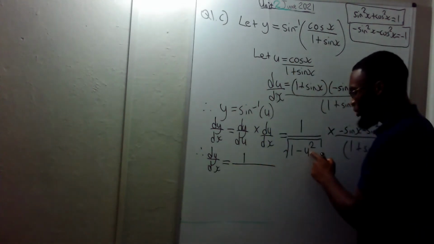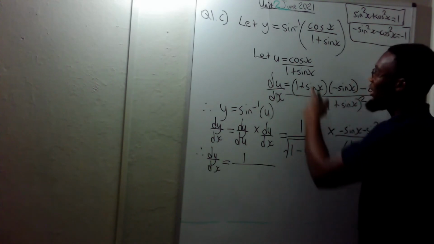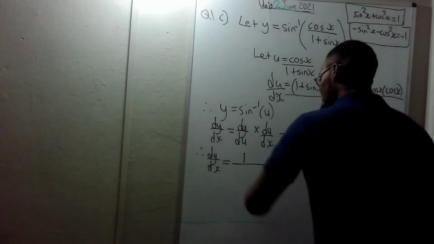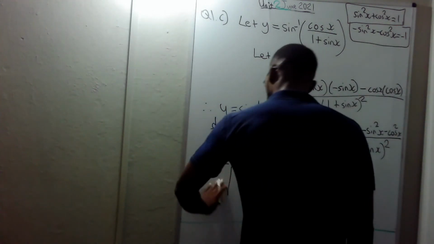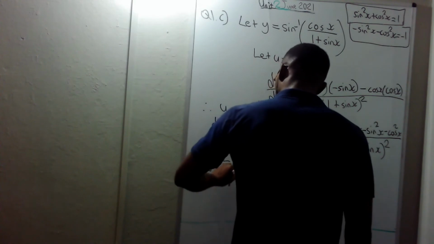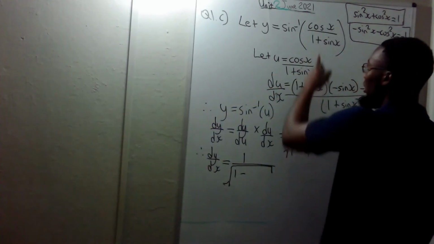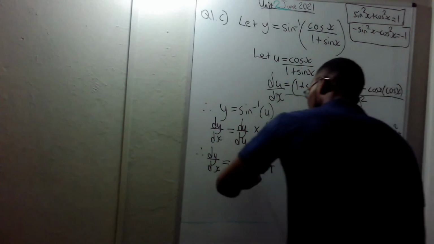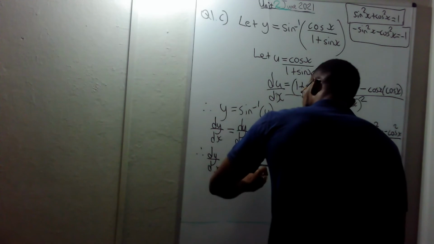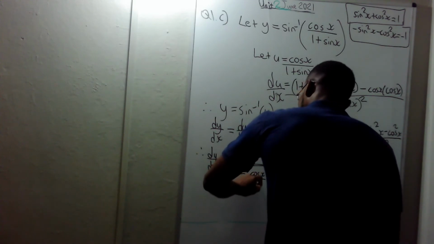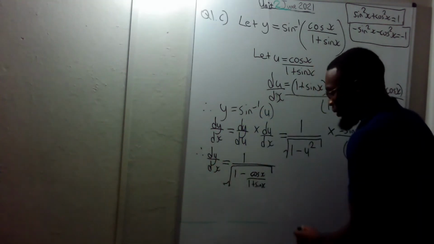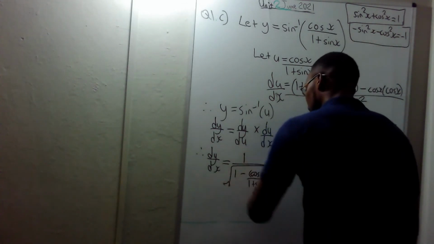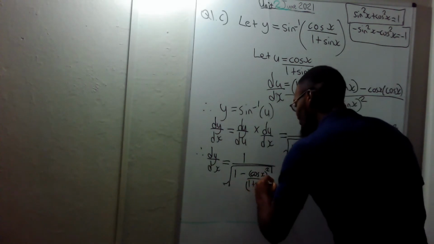1 over, we're just going to put in back for u now. Remember, u is cos x over 1 plus sin x. So dy by dx is 1 over the square root of 1 minus u squared. If this is u, we need to square it. So it's going to be cos x over 1 plus sin x, and all of that is being squared. So we can put cos x all squared over 1 plus sin x all squared.